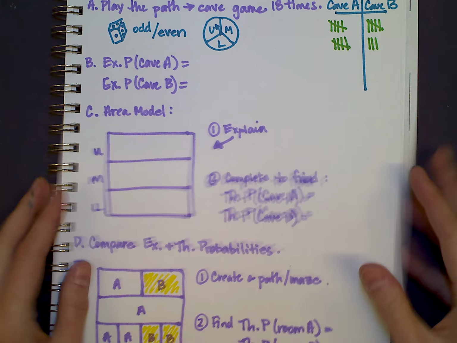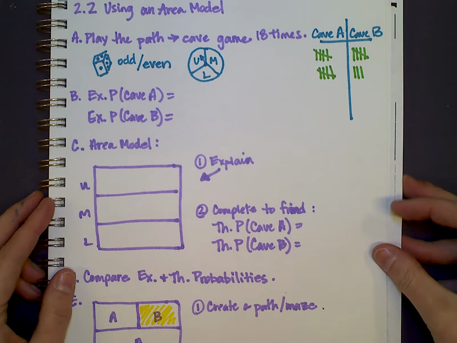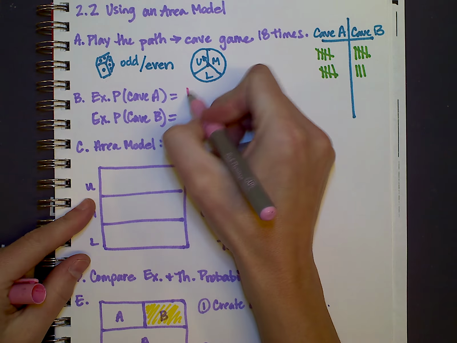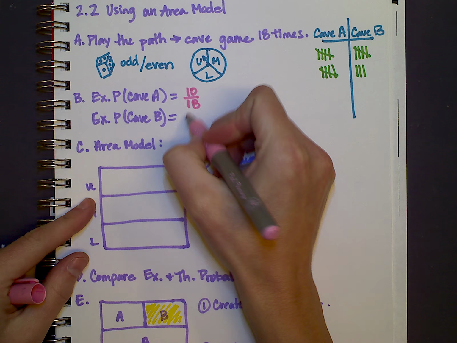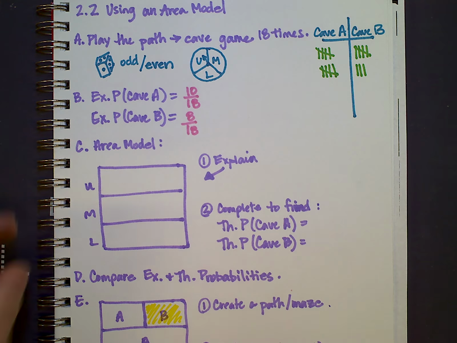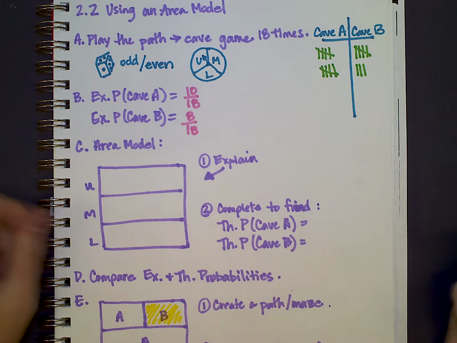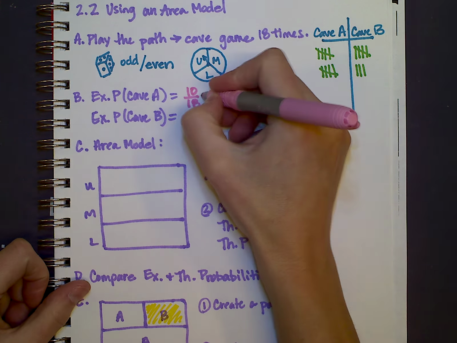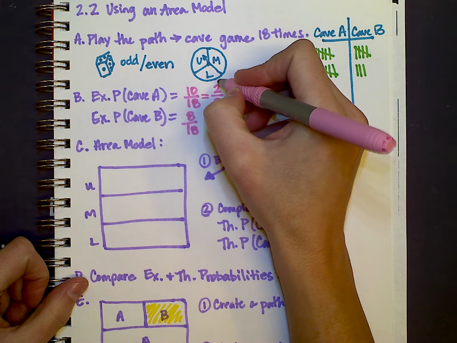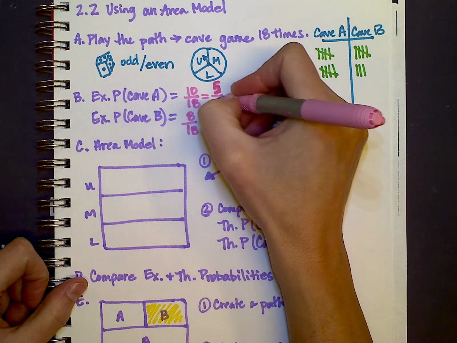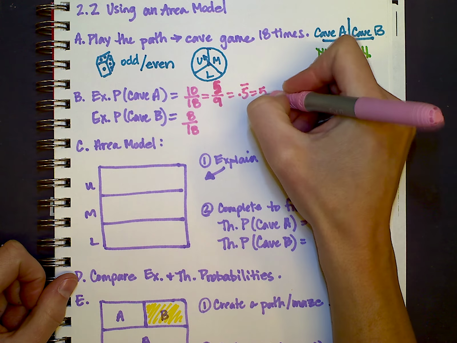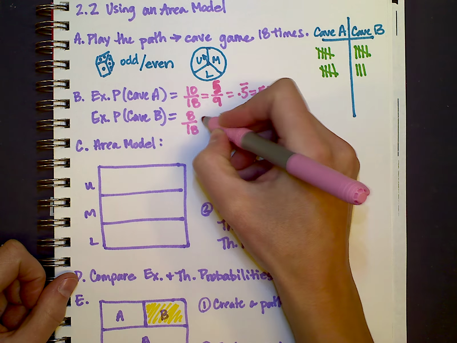You can see that after 18 times I ended up in cave A 10 of those 18, and in cave B 8 of those 18. So I'm going to write my experimental probabilities. Remember, we always write our probabilities as fraction, decimal, percent equivalents. So this becomes 5 ninths, which is, I'm going to round it to 56%.